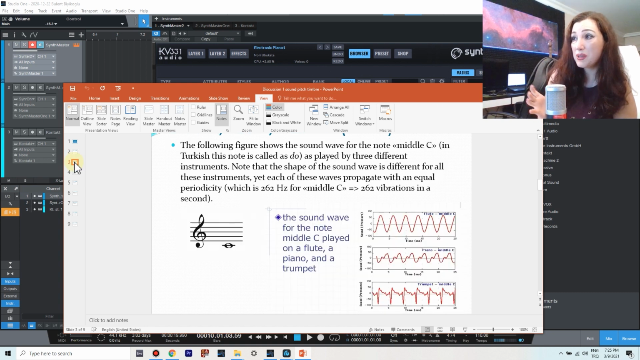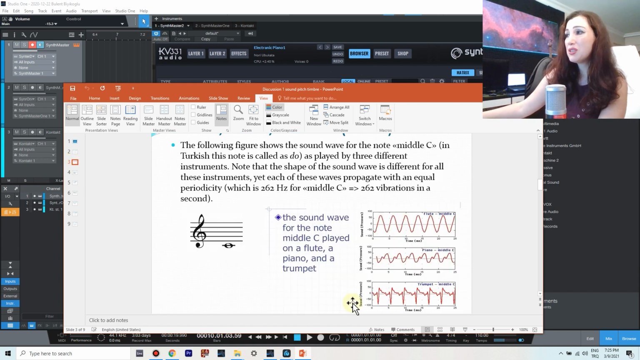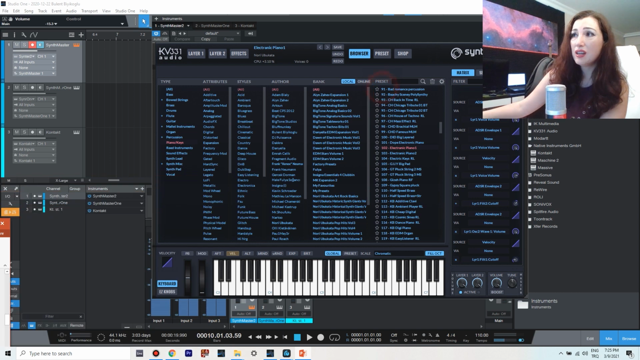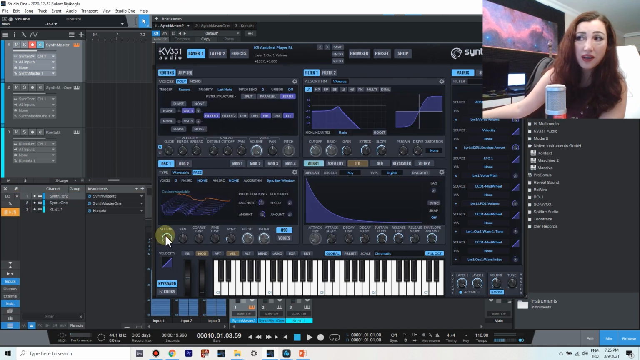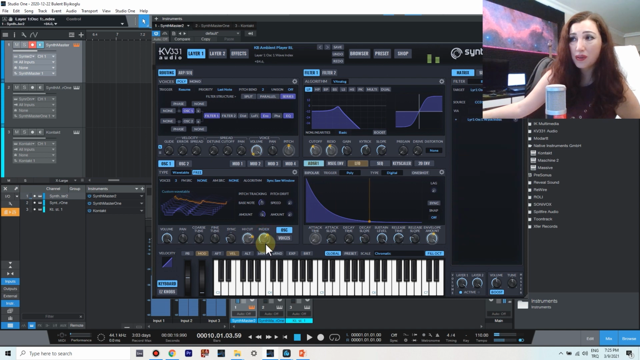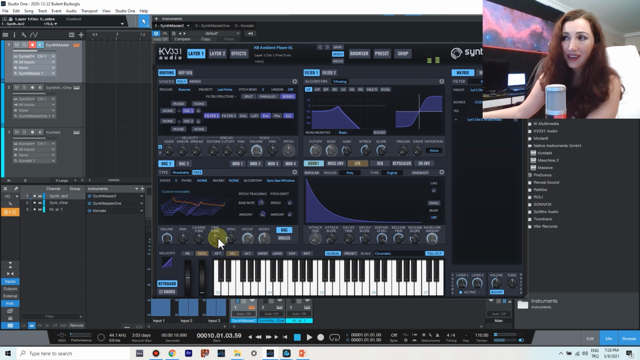Here's some more on pitch and timbre. What you see on the screen are much simpler representations of what you see on my instrument's screen here. This is a wavetable, and it consists of different waveforms, different shapes that create different timbres. This is just a visual representation, of course.